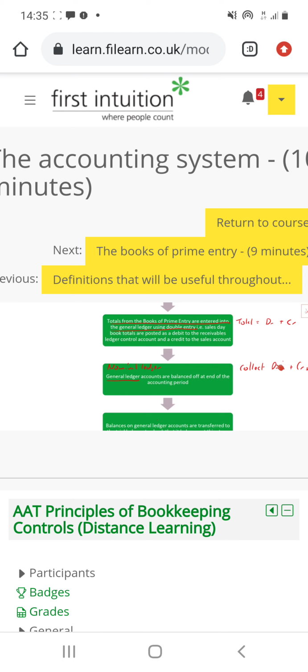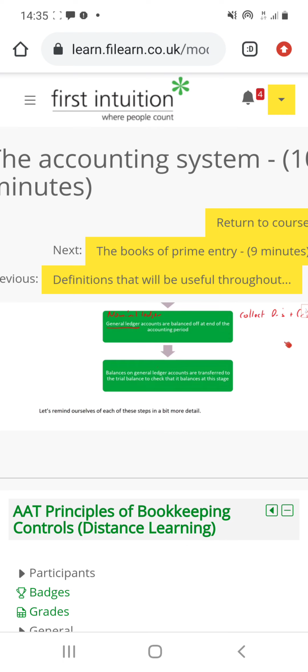And then the final thing is that those balances on the general ledger go into a trial balance to make sure we've not done anything wrong, and that our debits do equal our credits, as they should. Now again, on a computerized system, that's not really a problem, because the computer won't post a debit without a credit. It simply won't let you do it. You just get error messages all over the place if you try.